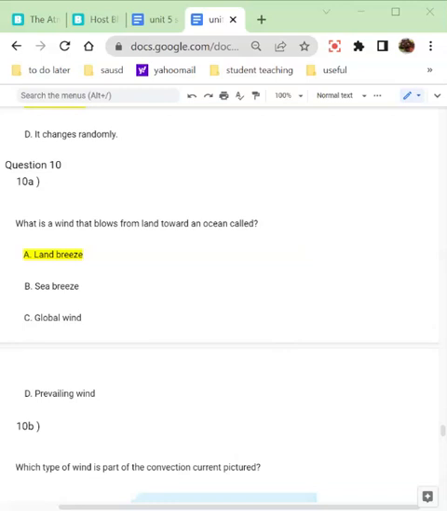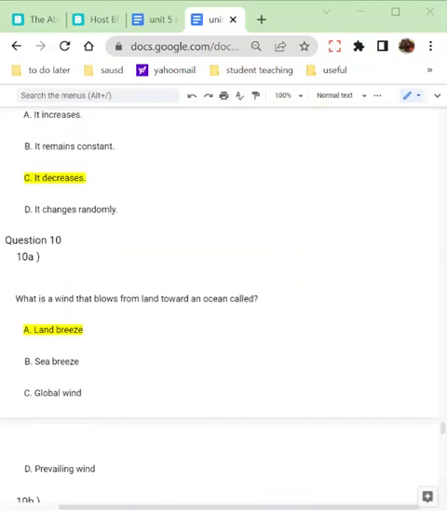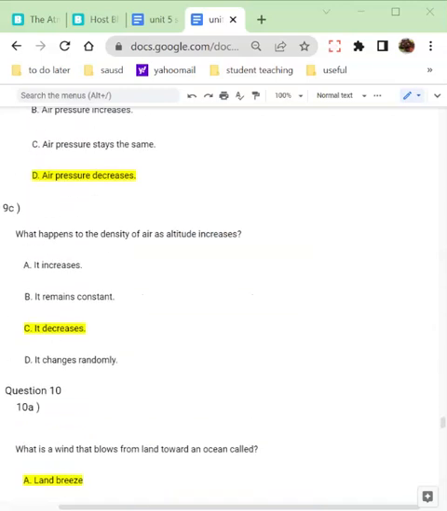Okay, so we're almost done. We're on the last one. Okay, so for 10, what is a wind that blows from land towards an ocean called? So if the wind starts off at the land area, then it'll be called the land breeze. Please go up. Is that enough? Let me know if you need me to go up more.